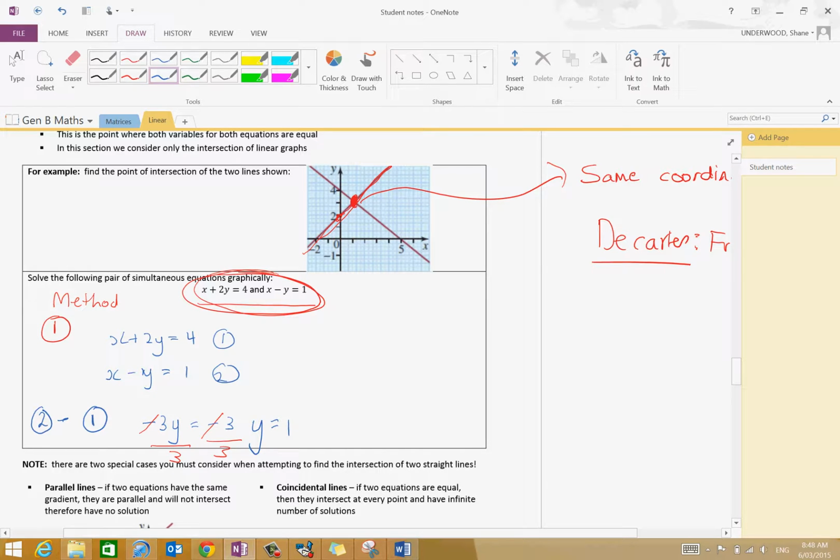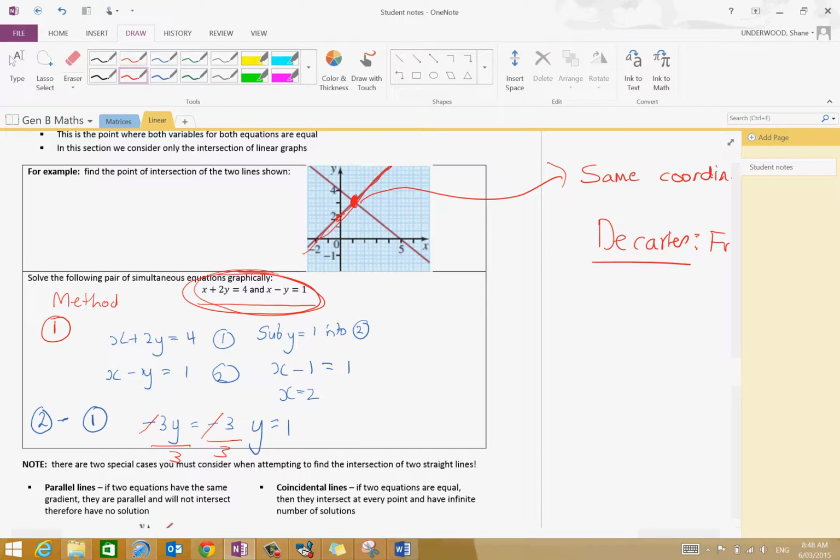Now what I do is I then sub that into my equation. Can you just tell me what x is going to be equal to? Let's sub y equals 1 into equation 2. What is that going to give me? X minus 1 is equal to 1. So therefore x is equal to 2.